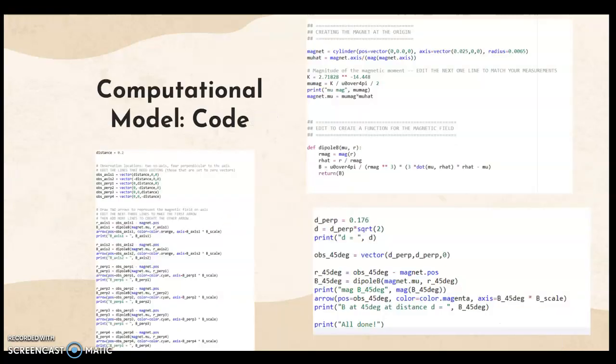We can model the actual magnetic field using a computational model. First, we create the magnet as well as the magnetic dipole. Next, we create a function to display the magnetic field. We then visualize the magnetic field on axis and perpendicular to the axis.